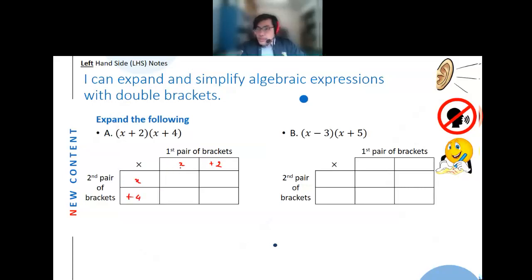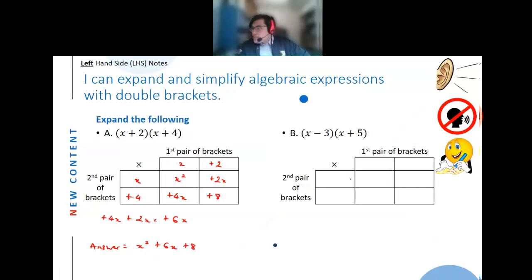So multiply them together. X times x is x squared. X times plus 2, that's going to be plus 2x. Plus 4 times x is plus 4x. And then plus 4 times plus 2, they're both positive, so we're going to get a positive answer. And 4 times 2 is 8. So just combining the plus 4x and the plus 2x, that's going to give us plus 6x. So our answer will be x squared plus 6x plus 8. Okay, so that's for the first one.